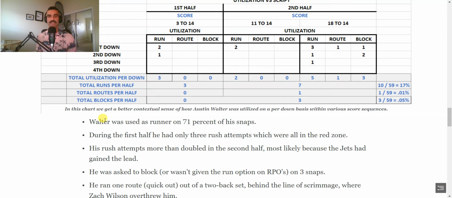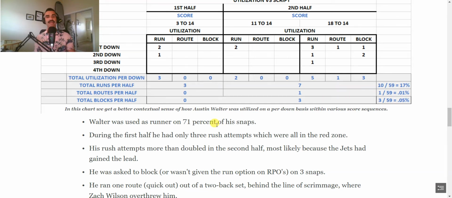All right, so back out of here. We see Walter was used as a runner on 71% of his snaps. He had 14 snaps, and he was used as a runner on 10 of them. That was 17% of the total snaps for the Jets where Austin Walter was used as a runner. On 0.01% of the snaps he ran a route, and on 0.05% he blocked.